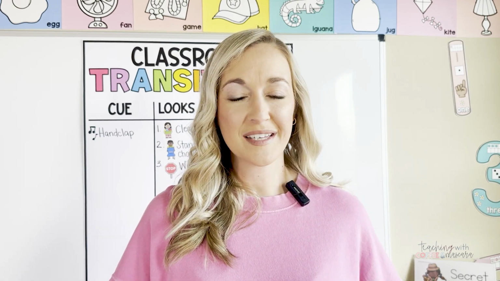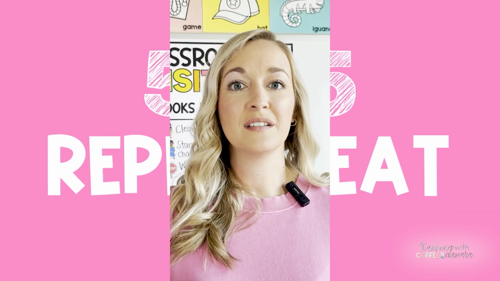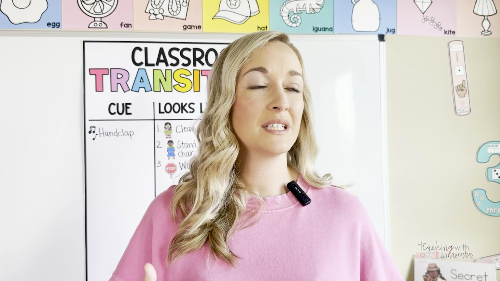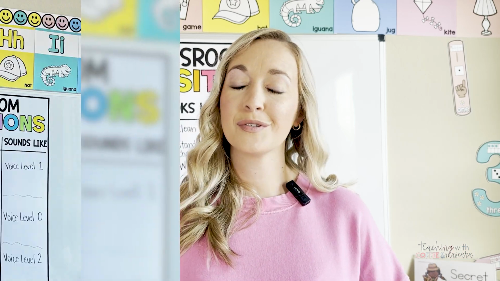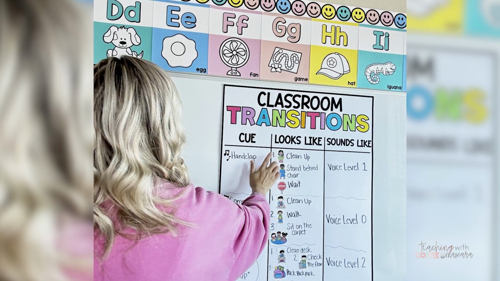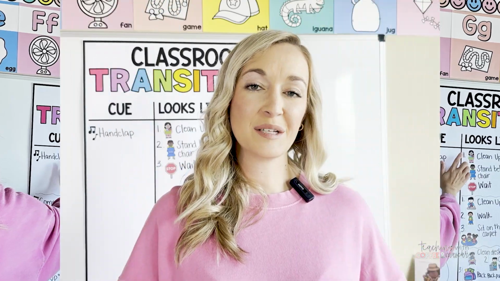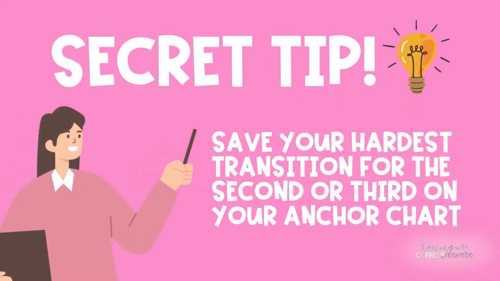Once we've done all of those steps, we're going to repeat the process with a new transition. So as soon as you feel like your kids are really grounded and really understand what to do, we're going to add another transition to our transition anchor chart. Stacking these routines one at a time will help your class to build confidence and independence during transitions. Want a little secret? Save your most challenging transition for the second or third transition that you've put on your anchor chart. You want your students to feel successful before you take on a big challenge.